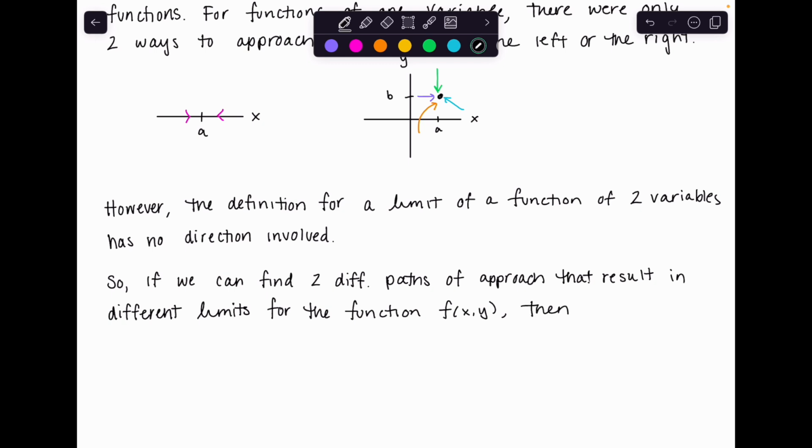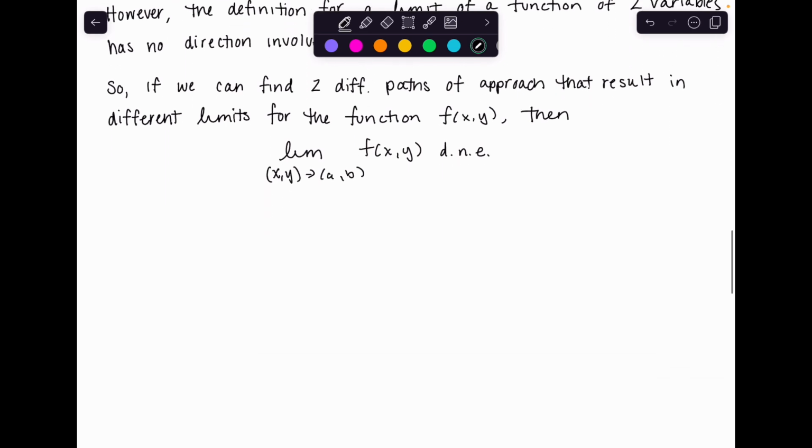Then this limit as xy approaches ab for our function does not exist. Okay. So this is a process called the two-path test. If you find two paths that give you differing values, the limit does not exist.